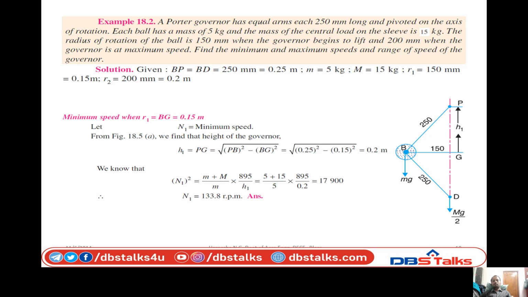Finally, we have to find out the n value and h value. That is the final thing we need to find. For any problem in the Porter governor or Proell governor, whatever the governor may be, finally we have to find out the speeds and heights. That is the final thing.